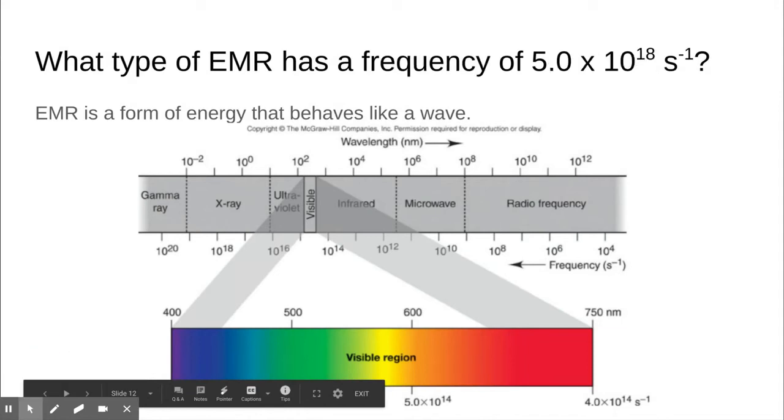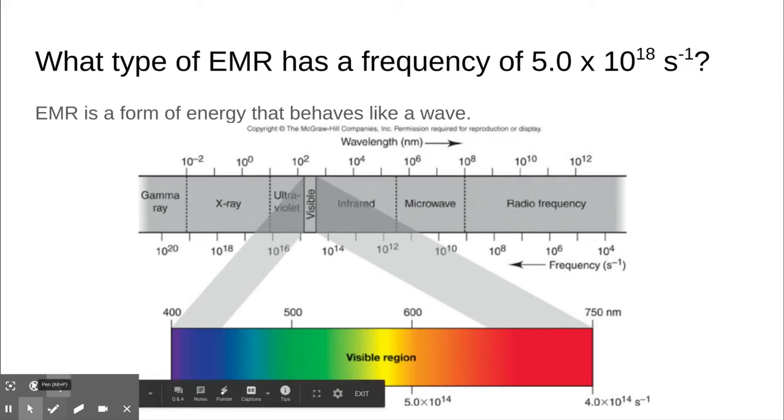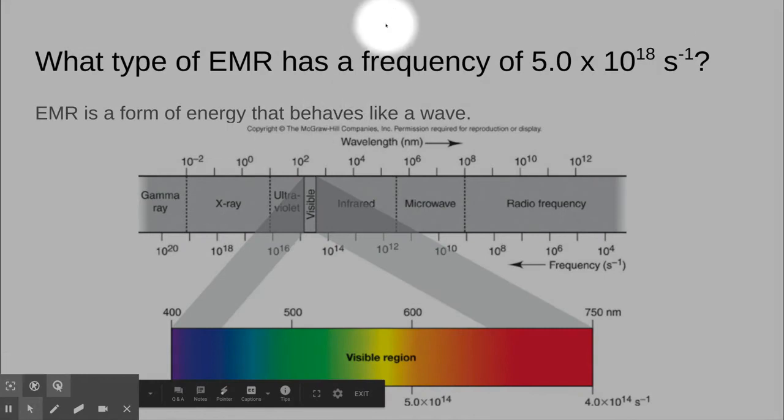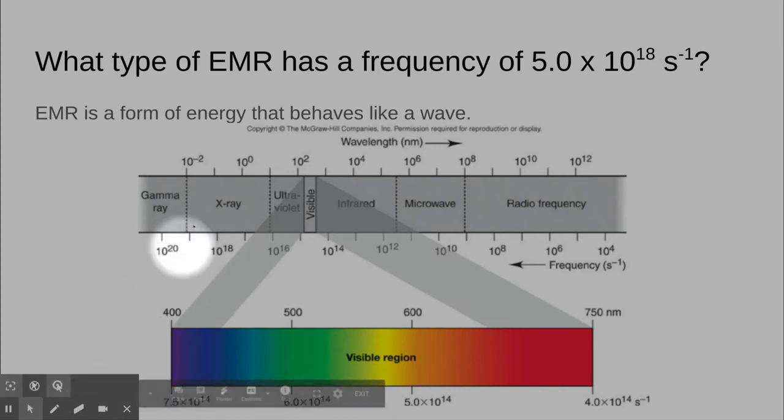All right, next one. What type of EMR has a frequency of 5.0 times 10 to the 18th per second? Again, I'm going to give you a short time to try to figure it out on your own. All right, so again, keywords here. Frequency is a keyword, and so I know I'm looking at this scale, 10 to the 18th. So I scan down here and I find 10 to the 18th, and it looks like the type of EMR that has that frequency is the X-ray.